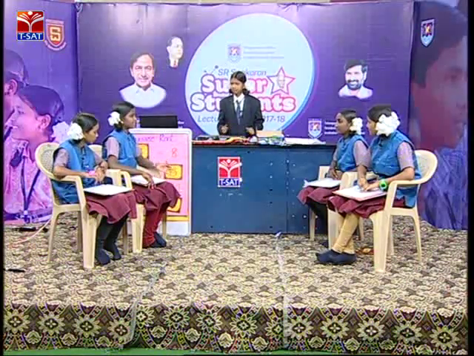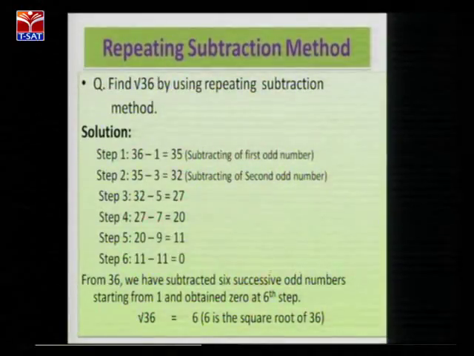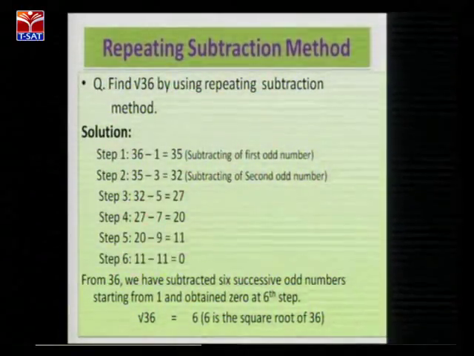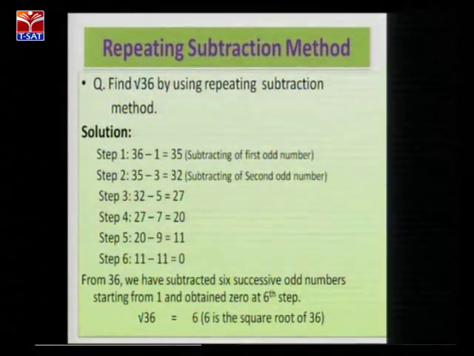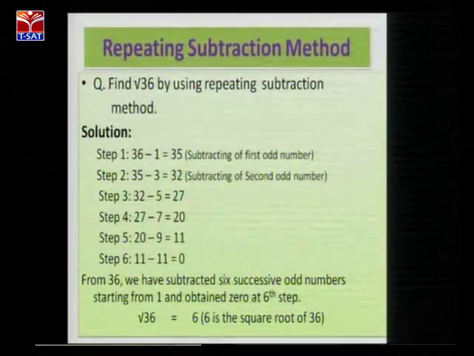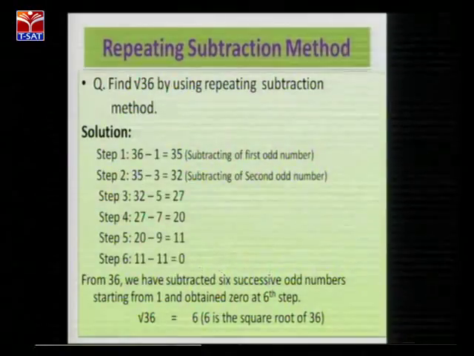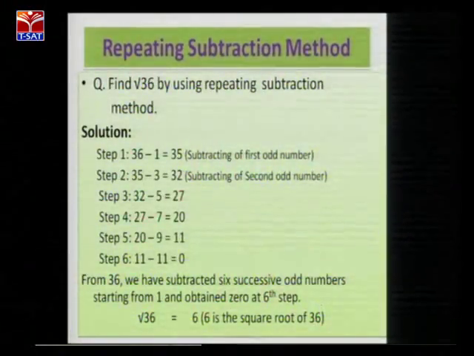Okay friend, the next step is 27 minus the fourth odd number, that is 7, equals 20. Good, friend. Vaishnavi, can you tell what is the next? Friend, the next step is 20 minus the fifth odd number, that is 9, equals 11. Good, friend. Namita Swaro, can you tell what is the next step? Okay, the next step is 11 minus 11 equals 0. Friend, here we are taking the sixth odd number, 11.